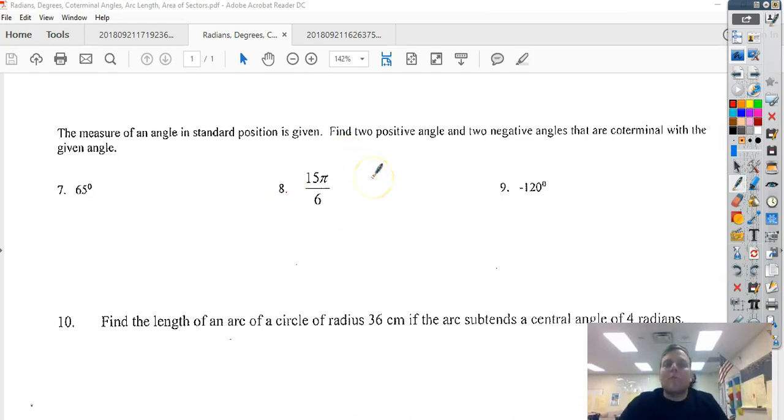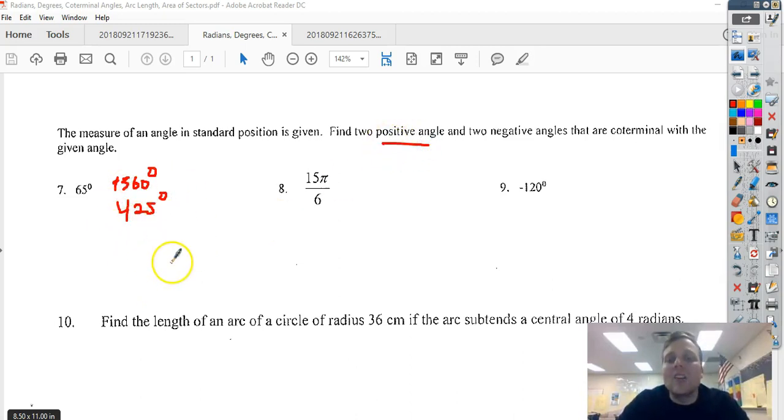When doing these problems, it's important to remember, how do I find something that is coterminal? You add the circle. You can add the circle as many times as you want, or you can subtract the circle as many times as you want. On degrees, that's 360 degrees. So on number 7, 65 degrees, to find a coterminal angle, I could just add 360 degrees. That gives me 425 degrees.